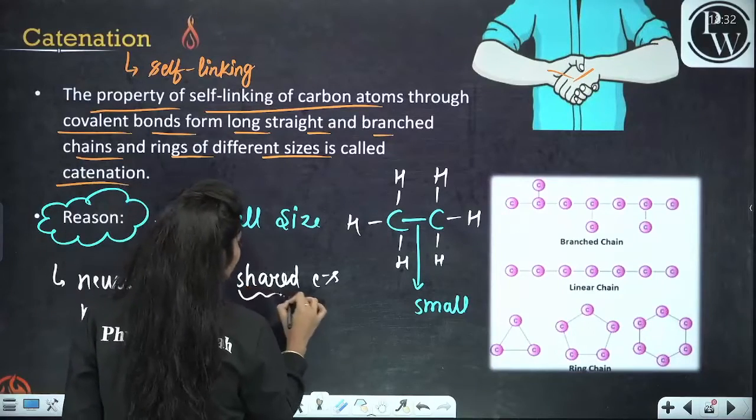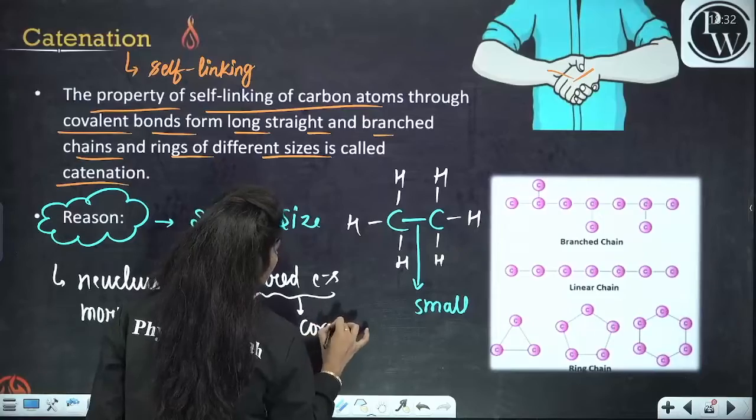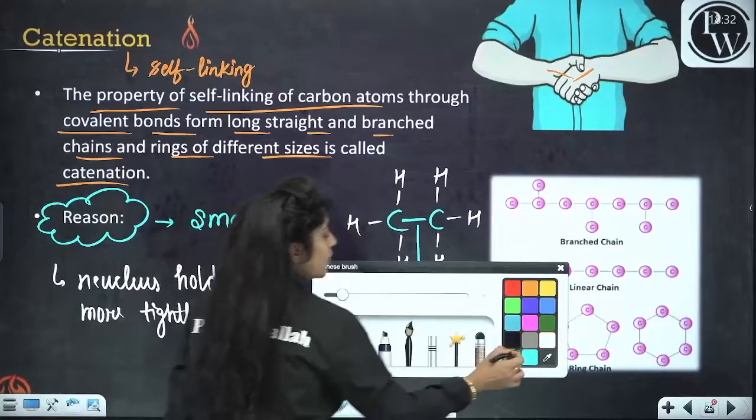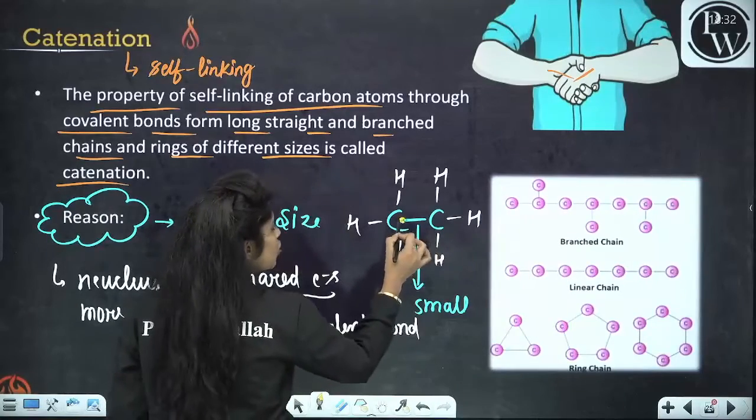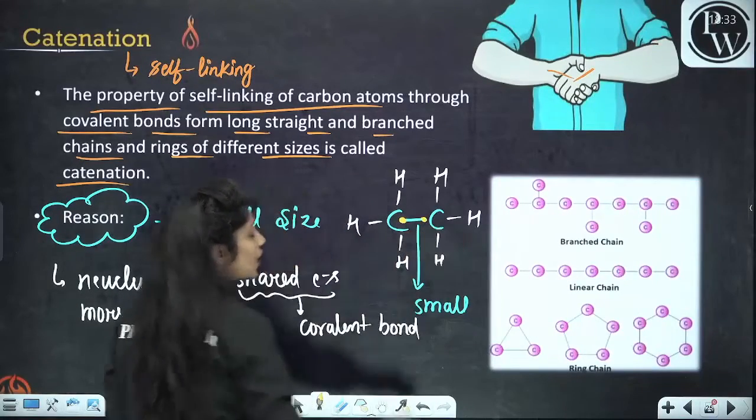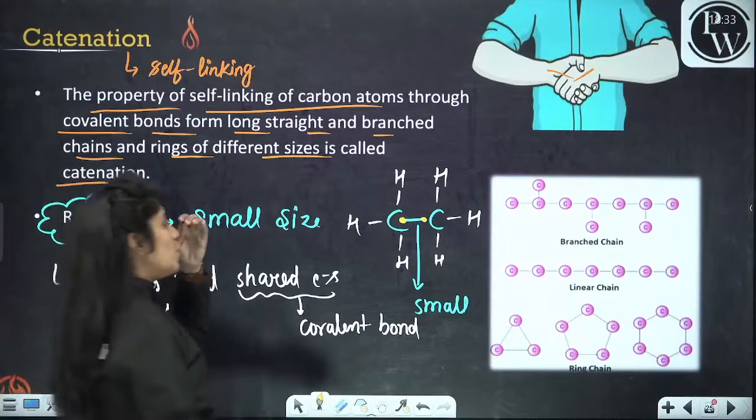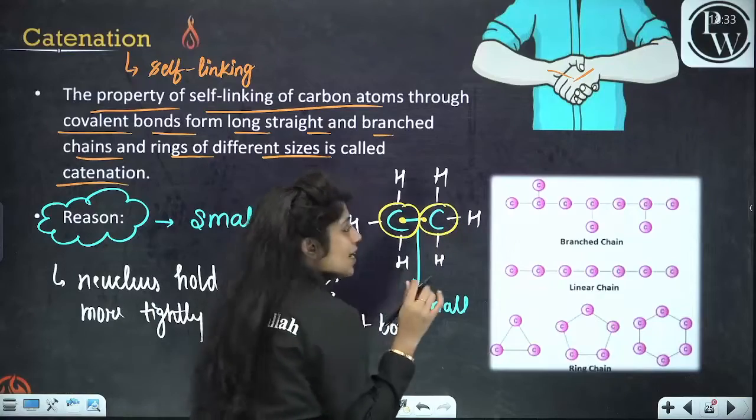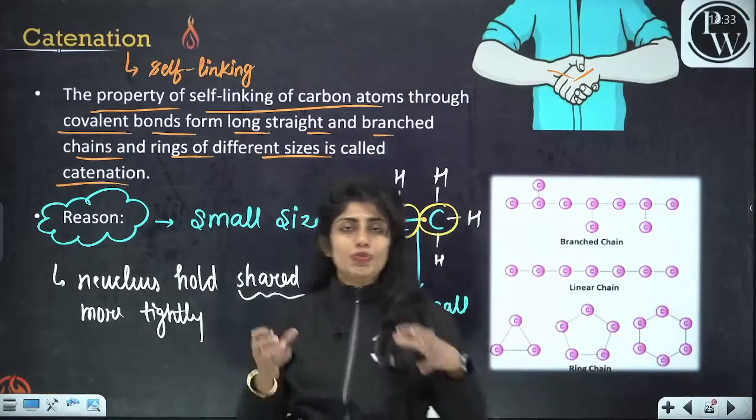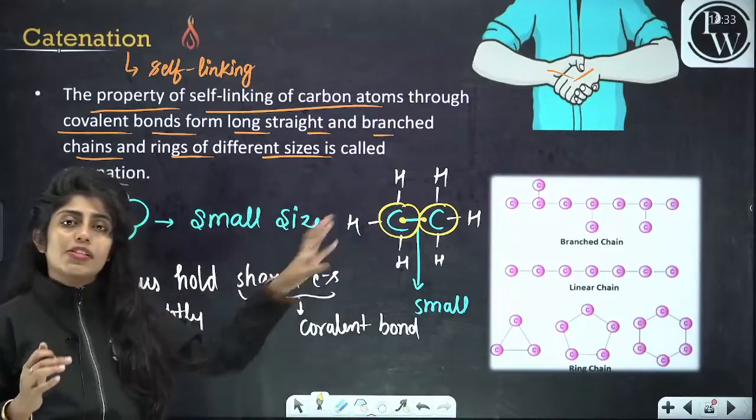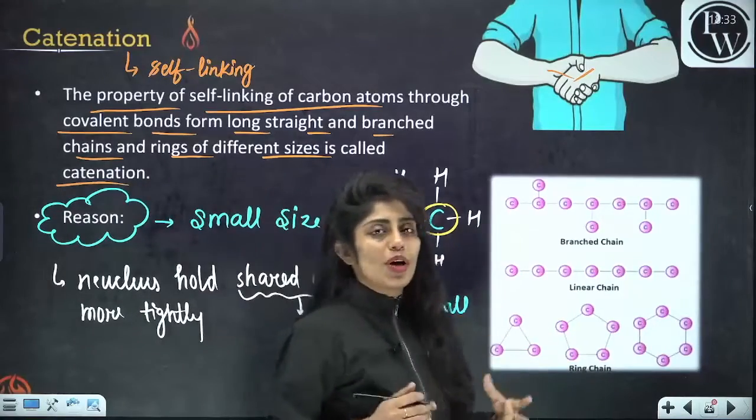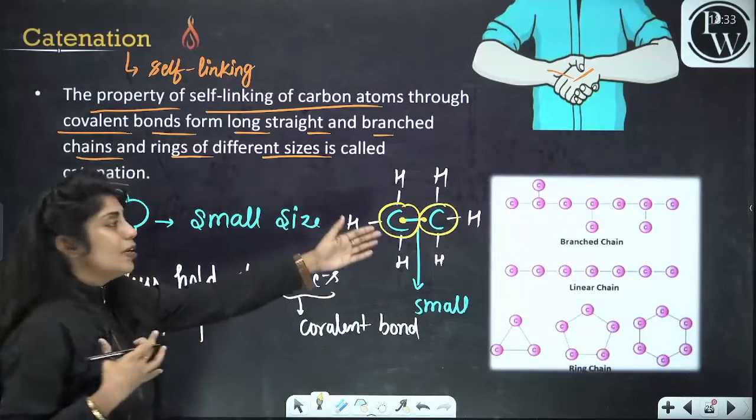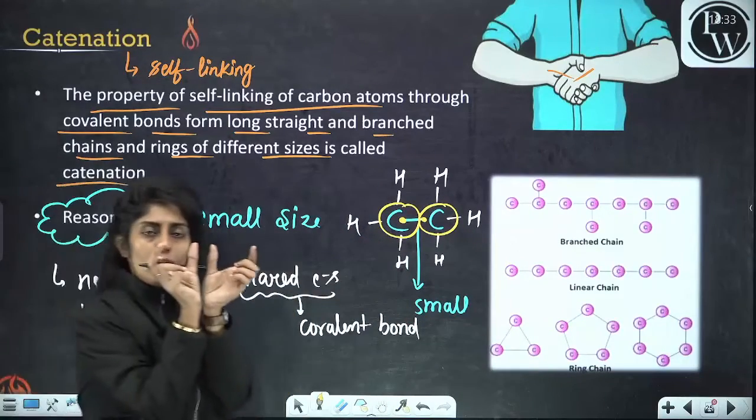Tightly, these shared electrons mean the covalent bond. Suppose this bond is formed by the sharing of this electron and this electron of the carbon. Now suppose the nucleus is holding the shared electron with more tight force. So this bond is going to be stronger. Yes or no? Of course. So we are giving them more importance because they have a short bond.